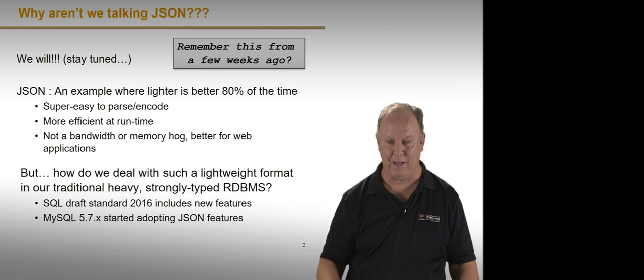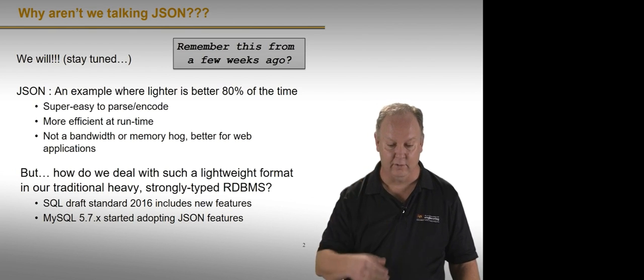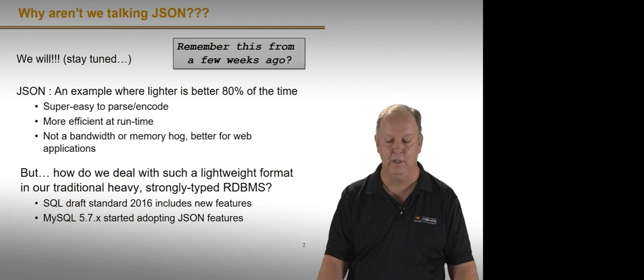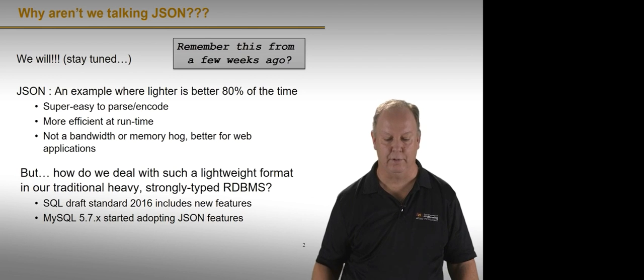So I'm proud of you. Now we're getting back to it, right? And this is a repeat of what we talked about. JSON is an example where lighter is better 80% of the time compared to XML. It's super easy to parse and encode.